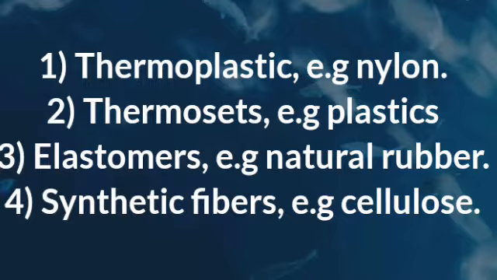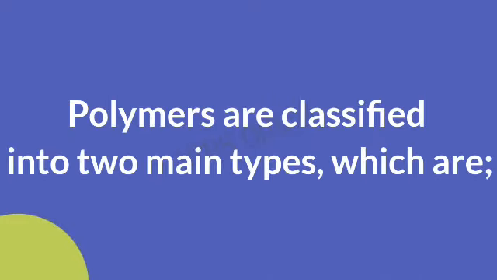I'll come again. 1. Thermoplastic. 2. Thermosets. 3. Elastomers. And 4. Synthetic fibers. So these are the various types of polymers.